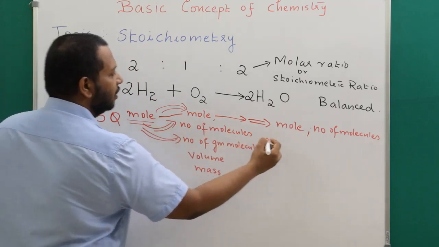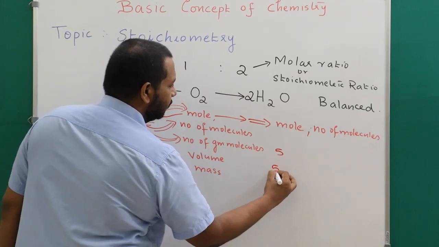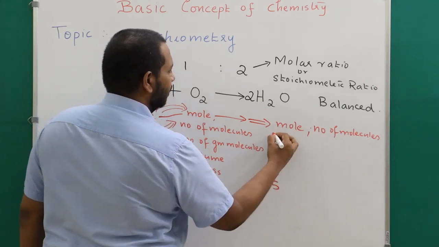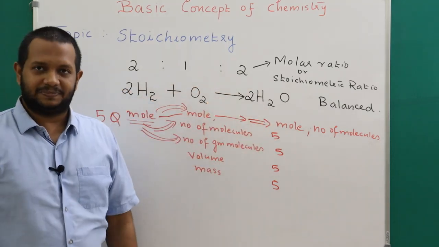So from this combination you can get 5 questions. From this combination you can get 5 questions. From this combination you can get 5. From this you can get 5. From this you can get 5. So 25 questions from the first possibility.